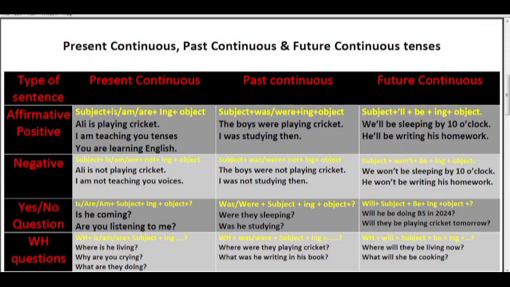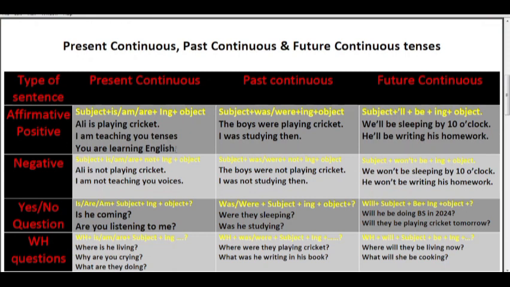Is is used with singular subjects, am with I only, and are with plural subjects. Then the ing form or present participle, then the object. For example, Ali is playing cricket. Ali is singular, that is why it's followed by is, then the ing form, and then cricket. I am teaching you tenses.